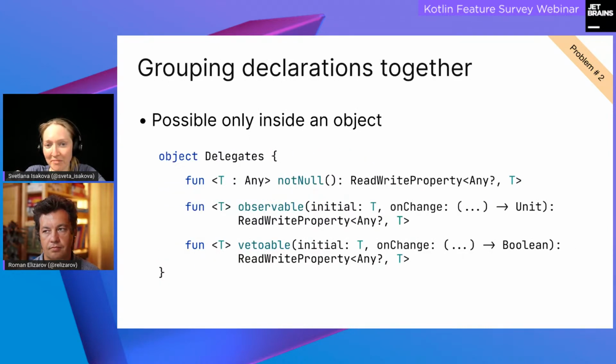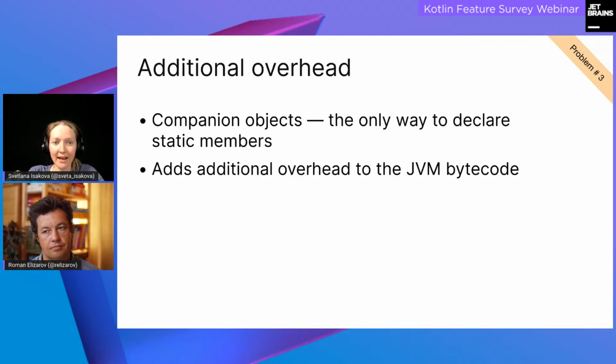A related problem in this area is that sometimes you would like to group static declarations together, but currently it's possible only with an object. So in order to do this, you need to define an object and provide such grouping in it. For instance, it works for library classes like delegates, or if you define your own class, you have a similar problem. And it all comes with an additional overhead.